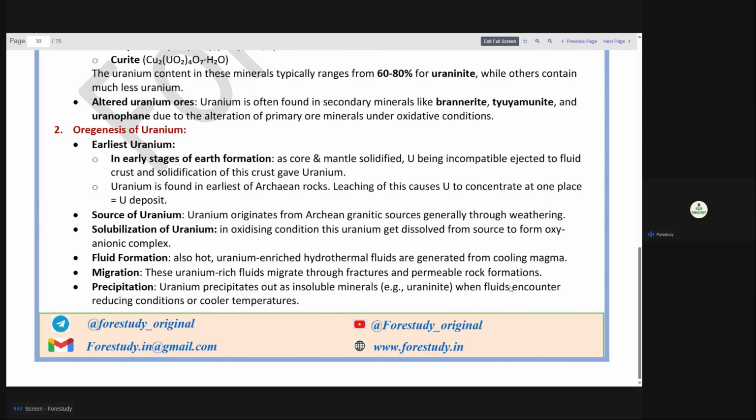I would say "not soluble" is not the right term here, because water is a universal solvent, so everything is soluble in water. But yes, the chance of solubility of the mineral uraninite is very low. So when fluids encounter reducing conditions or cooler temperatures, they get precipitated as uraninite.